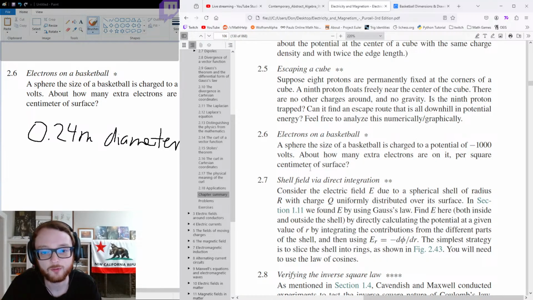Okay, so we can work out the surface area of the basketball now.